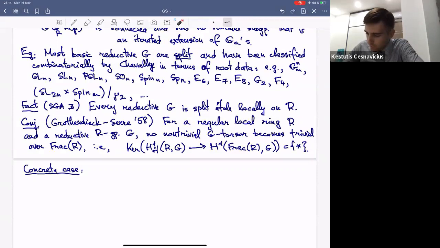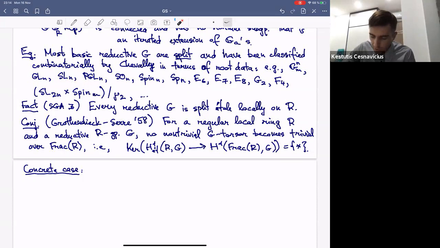For instance, for GM or for GLN more generally, this conjecture is trivially true because the source is trivial. There's no non-trivial vector bundle over a local ring. From this case, one deduces the case of SLN. Perhaps the first non-trivial case is that of PGLN. This case was in fact settled by Grothendieck in relation to his study of the Brauer group.